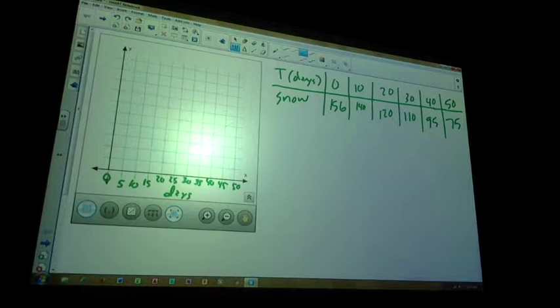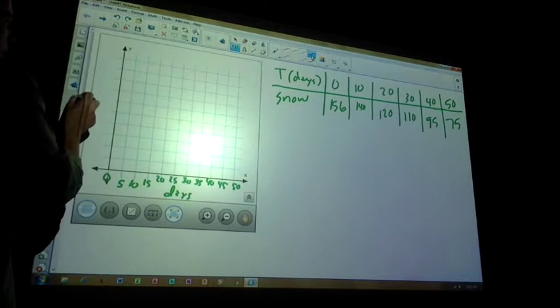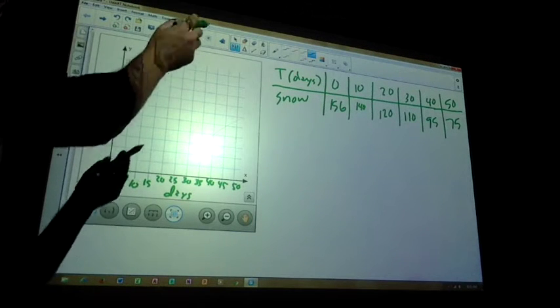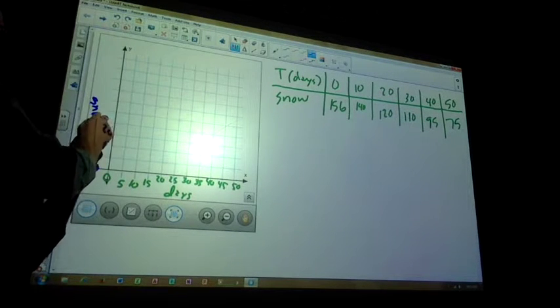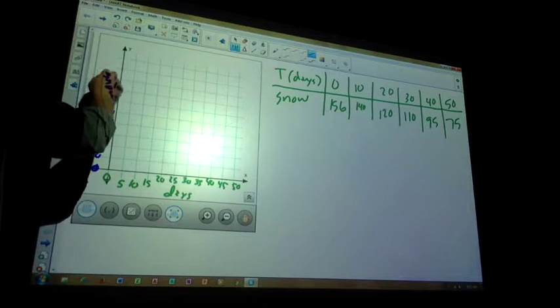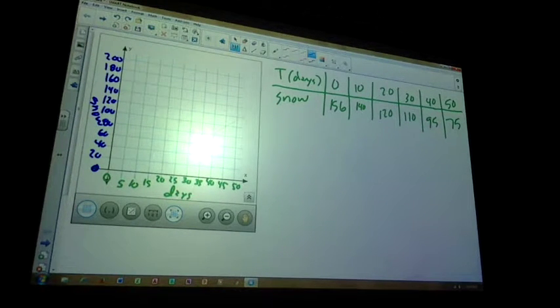What about the snow? I have a total of 156. That's the most. So this is the snow. Should I count by 1s, 10s, 20s, 50s? 20s might work, since it goes up to that. So I get 0 here, 20, 40, 60, 80, 100, 120, 140, 160, 180, 200. We don't necessarily need it all, but I think 20s is a good way to count.